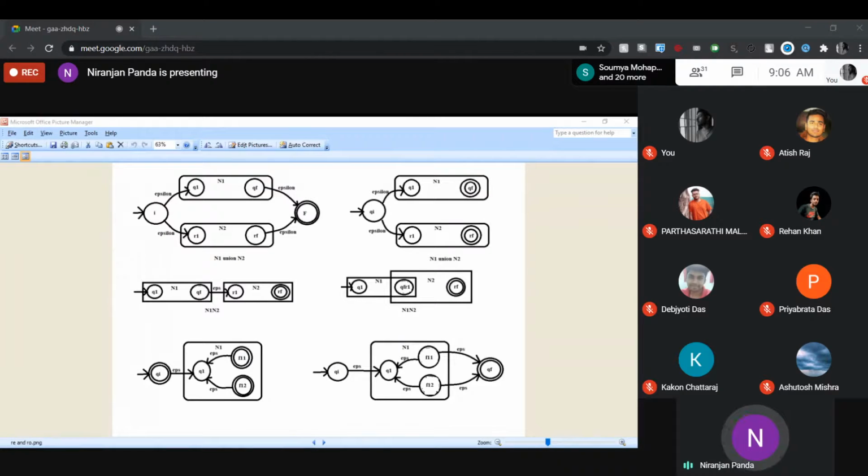Then today's class is basically based upon the concepts of epsilon NFA, or the NFA with epsilon moves. But before that, I am moving from the previous class. I am starting from there, and I will move to the NFA with epsilon moves and how to convert those NFA epsilons into DFA.